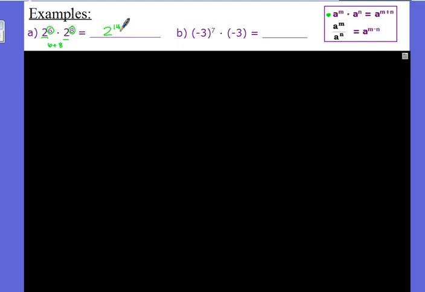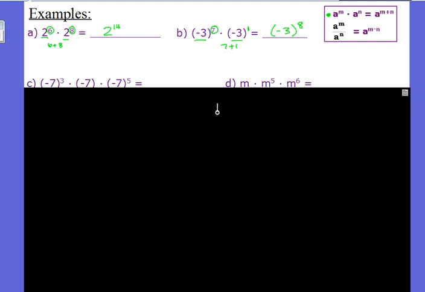Okay. For the next one, same thing. I have multiplication. They're the same base, -3 and -3. So I take their exponent 7, and then this one, because I don't see one, has 1, I add 7 plus 1, and I get -3 to the 8th. It's very important that you keep those parentheses.